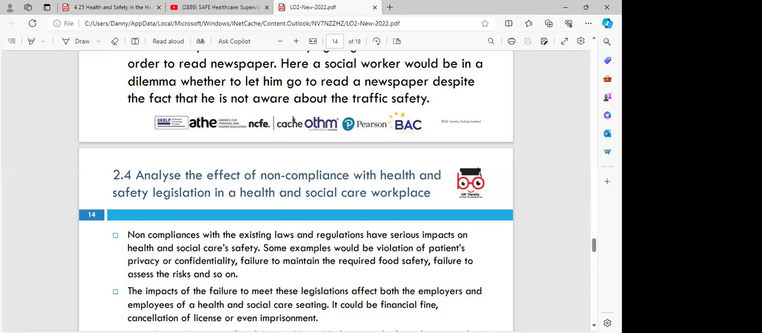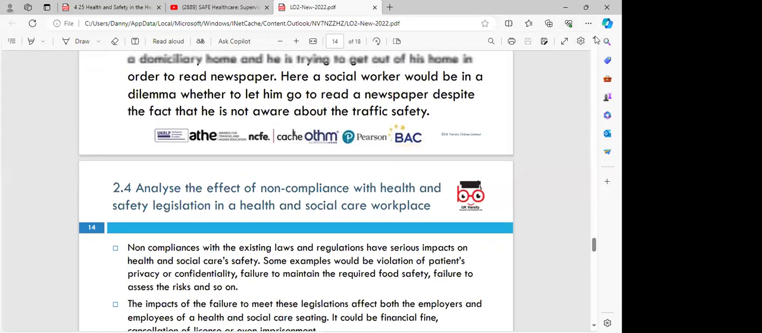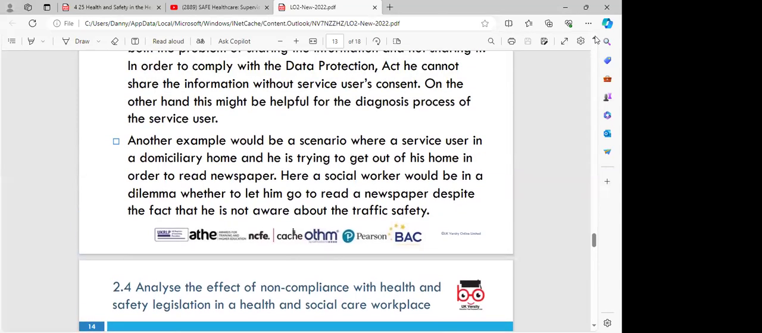The second one is quite confusing. Is it? Okay, so let me read it again. Another example would be a scenario where a service user in a domiciliary home is trying to get out of his home in order to read a newspaper. Here, a social worker will be in a dilemma whether to let him go to read a newspaper, despite the fact that he's not aware of traffic safety. The possible questions, Vanessa, we will need to ask ourselves.